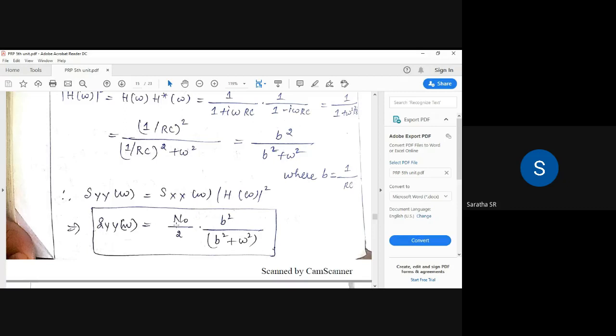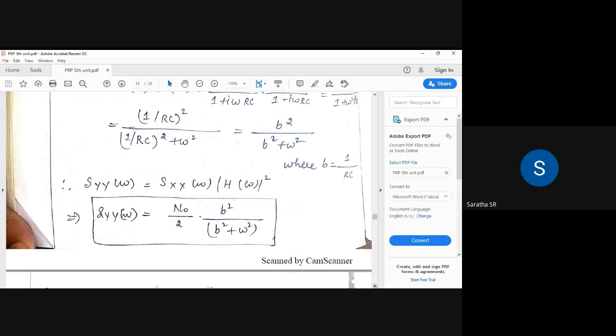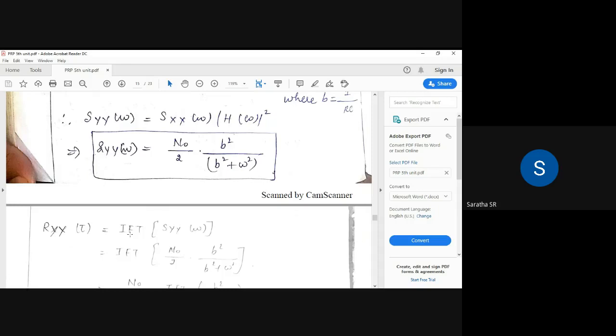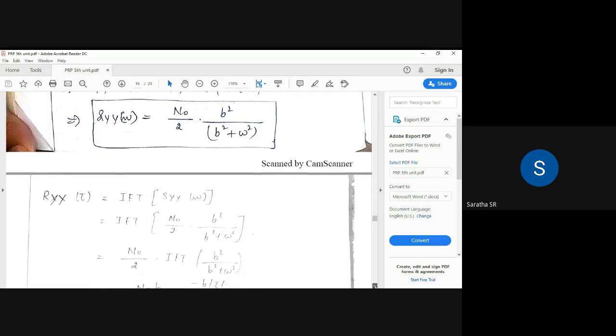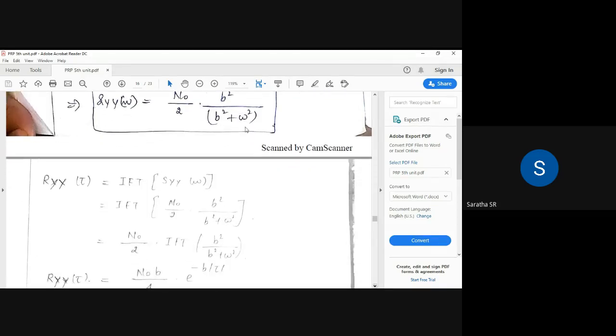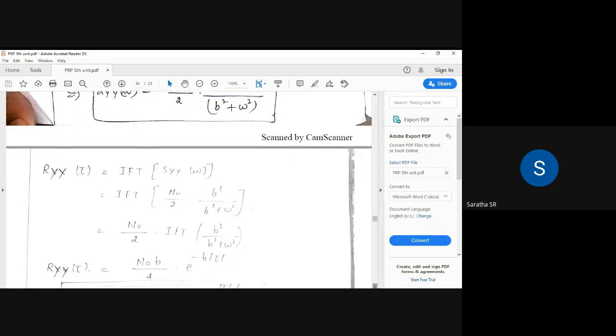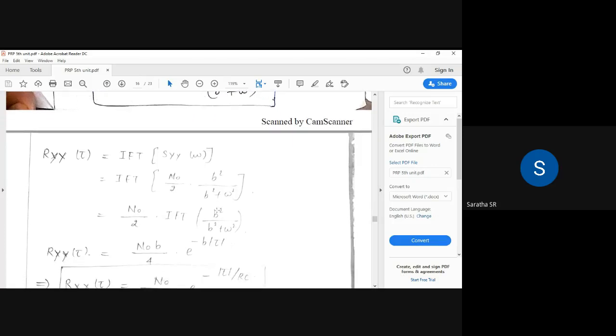So I'll apply the inverse Fourier transform for this. We'll get the inverse Fourier transform of Syy of omega, that is N naught by 2 times b square plus omega square. Why are we converting this term? Because in this type of case only can we replace the value. For that reason only we are converting this value.